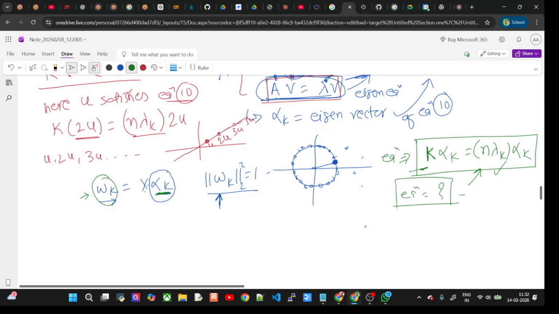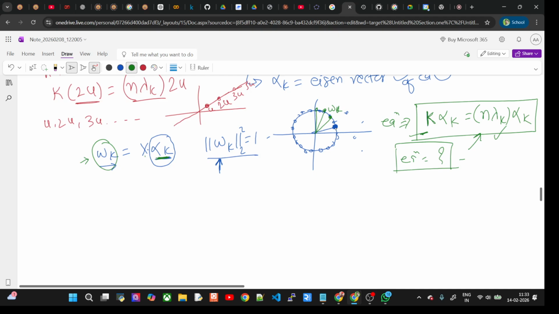So the restriction we have now put is that I need the wk with unit length. I need some alpha k which gives me this wk, I need the wk of unit length. So don't give me any alpha k which brings me wk with length more than 1. No, I need some alpha k which gives me a wk of unit length equal to 1. So that's the equation I am solving. So we know that wk equals x into alpha k.